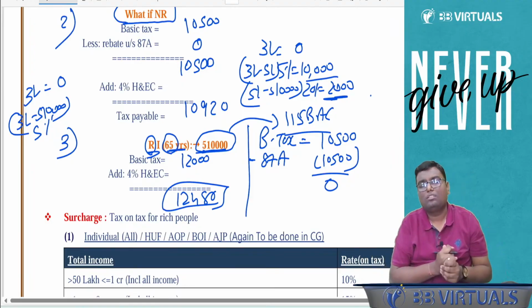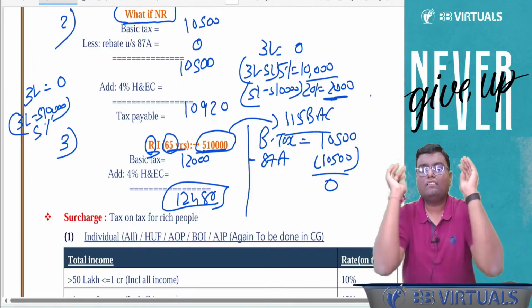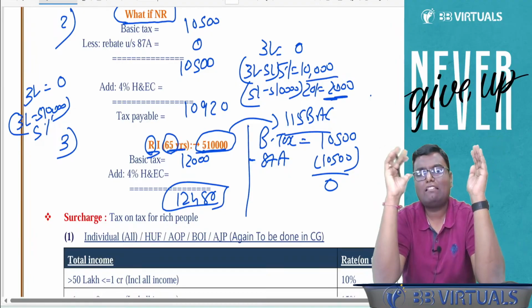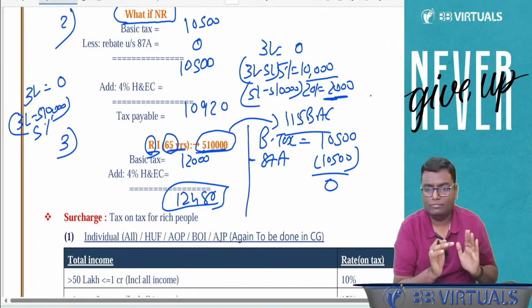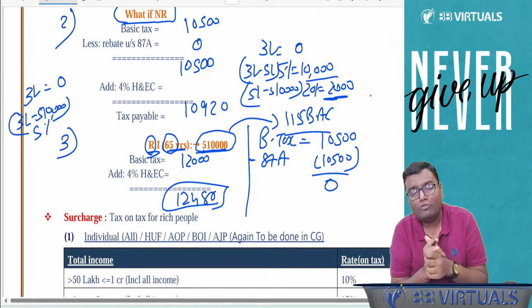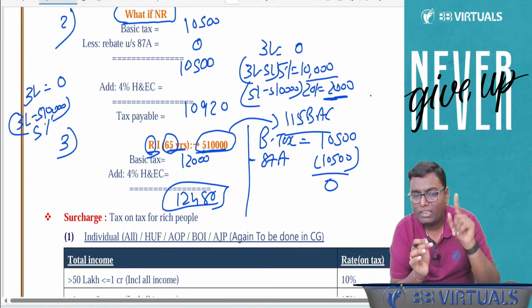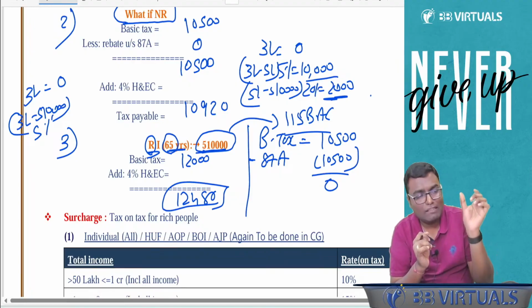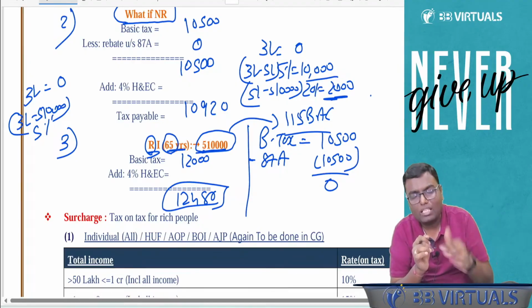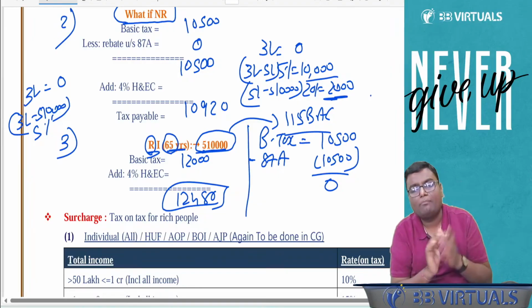Fine. So what is the conclusion now? First, you have to calculate your basic tax as per the slab rate, as per the flat rates, whatever we understood up to now. Now, once that is done, then you have to see whether you are eligible for rebate or not. Rebate comes under section 87A. It doesn't come in every year's budget. It is already written under the section of income tax, and that is 87A.